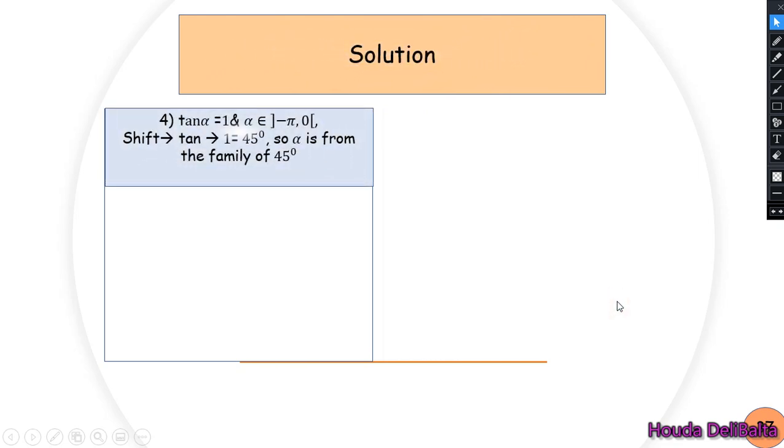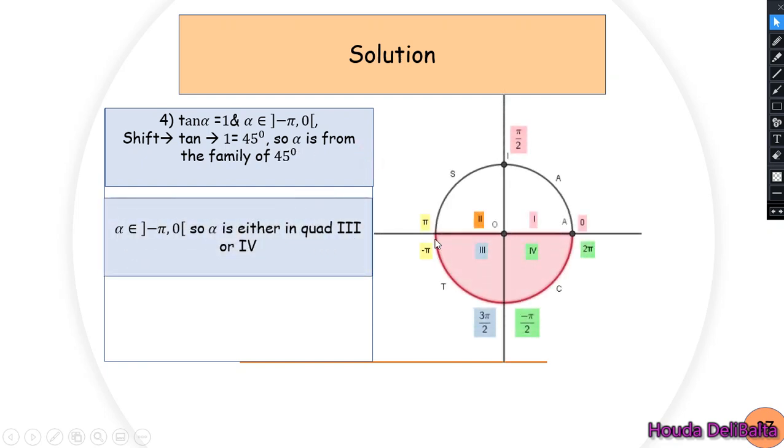And finally, we go with the next example. Here we are given tangent alpha equals 1, and alpha also belongs to minus pi to 0. Again, I press on the calculator shift, then tangent, because the given is tangent, then 1. I will get 45 to know that alpha is from the family of 45. I shade the region according to the given interval between minus pi and 0. So alpha is either in quadrant 3 or in quadrant 4.